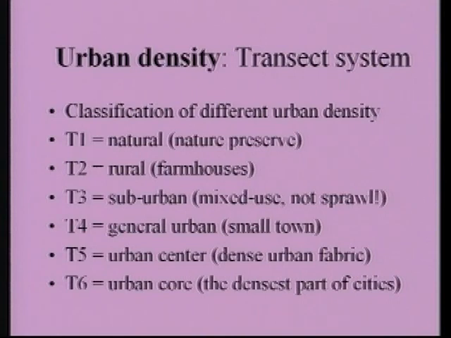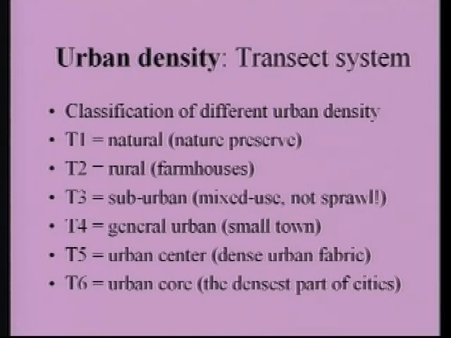Let me give a little more detail for those who are not familiar with the Transect system. It measures the urban density. T1 is a nature preserve. T2 is rural, which could be farmhouses. T3 is a low density habitation, which is mixed use. So this is called suburban, but not suburban, because suburban today is monofunctional and it's sprawl and it's unsustainable. That's not what we mean. We mean the low density settlement that is of mixed use for T3.